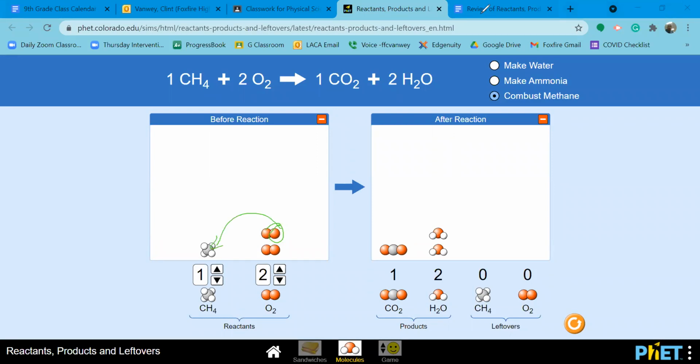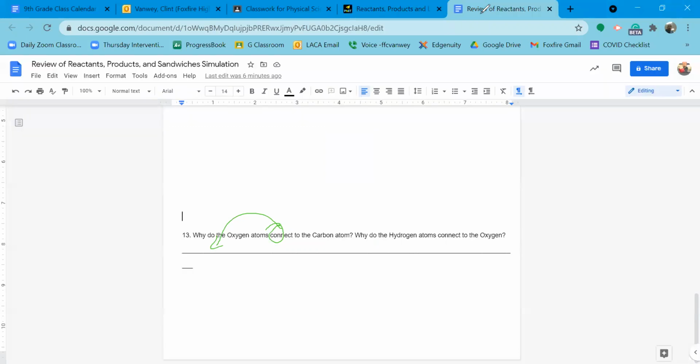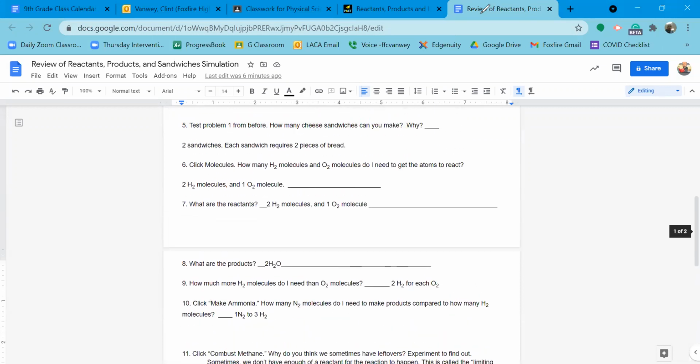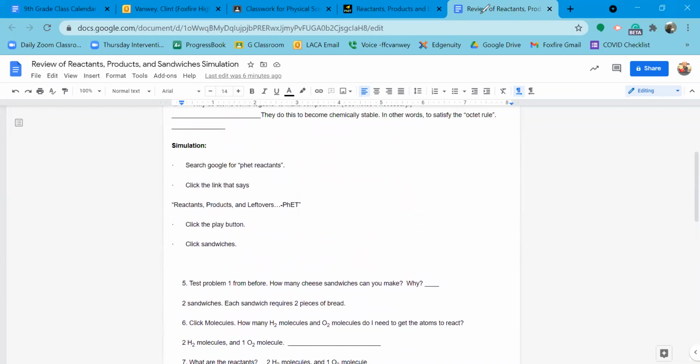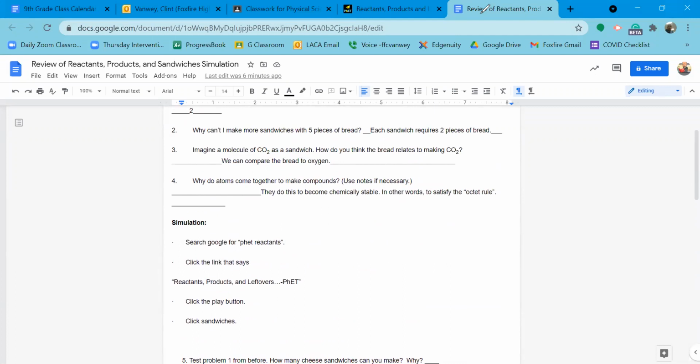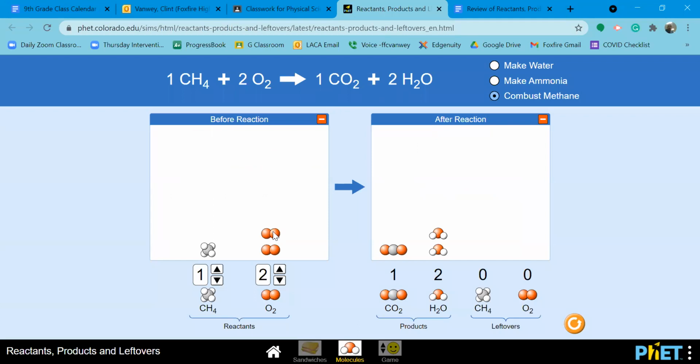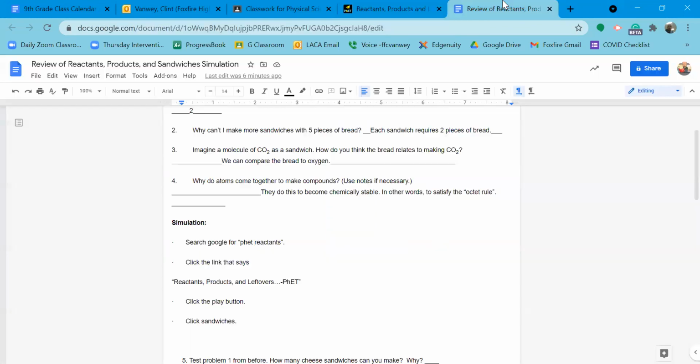Okay. Why do the hydrogen atoms connect to the oxygen? Well, we answered that question up here with question number 4. Why do atoms come together to make compounds? They do this to become chemically stable. In other words, the oxygen atoms combine, they attach themselves magnetically, electromagnetically. The oxygen atoms connect themselves to the carbon atom, and the oxygen atoms connect themselves to the hydrogen atoms to become chemically stable, to satisfy their octet rule.